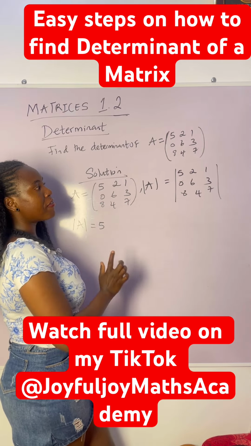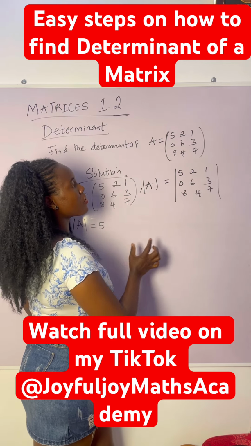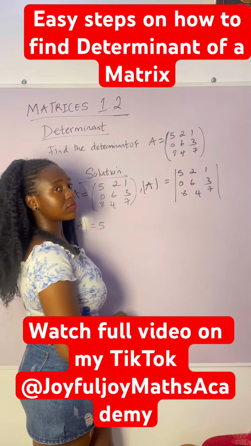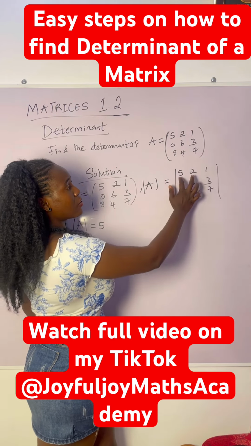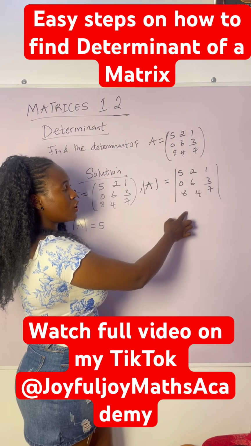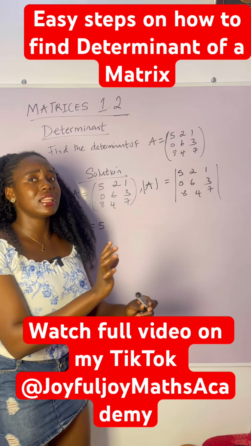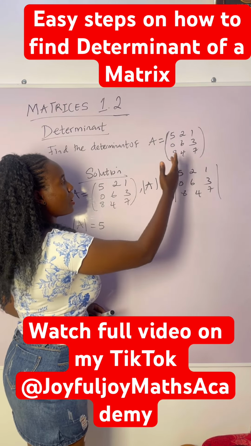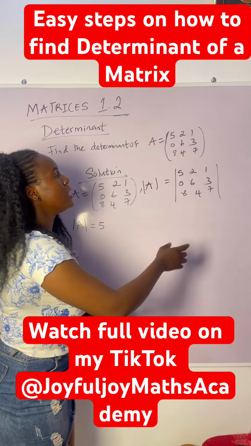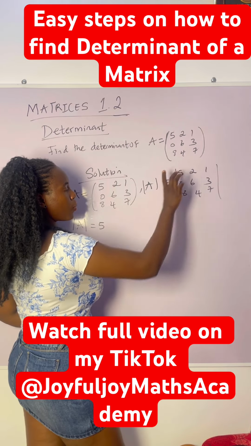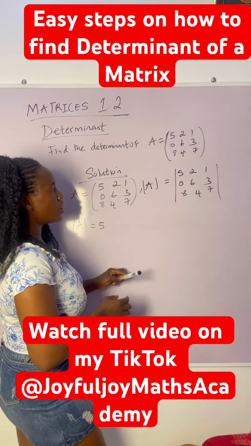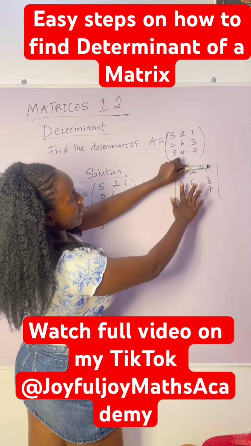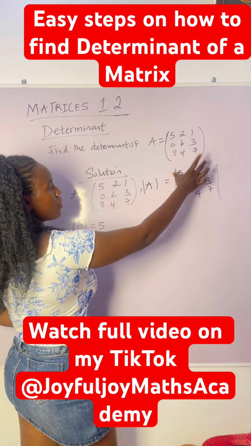Okay, now 5 falls under what? 5 falls under row 1 and column 1. So now you're picking 5. You don't want to pick anything that falls under row 1 and column 1 of that 5. So now you're going to cover it. You cover row 1 and column 1.